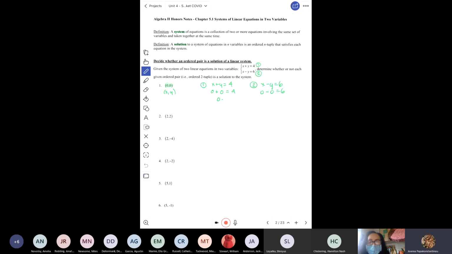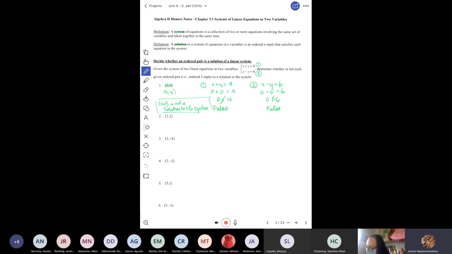So in this case, I get 0 equals, that's a false statement. As soon as I realize I get a false statement, there's no way for it to satisfy both. So what we would say is that 0, 0 is not a solution to the system. Okay, and I would do those for each of them, each ordered pair. I'd substitute into each of them. So go ahead and do that.